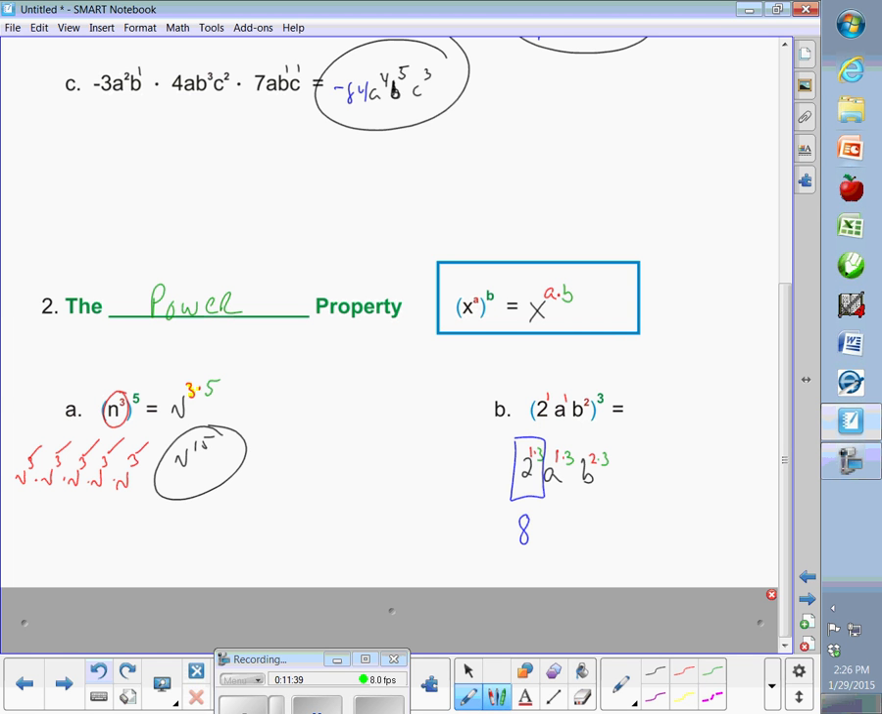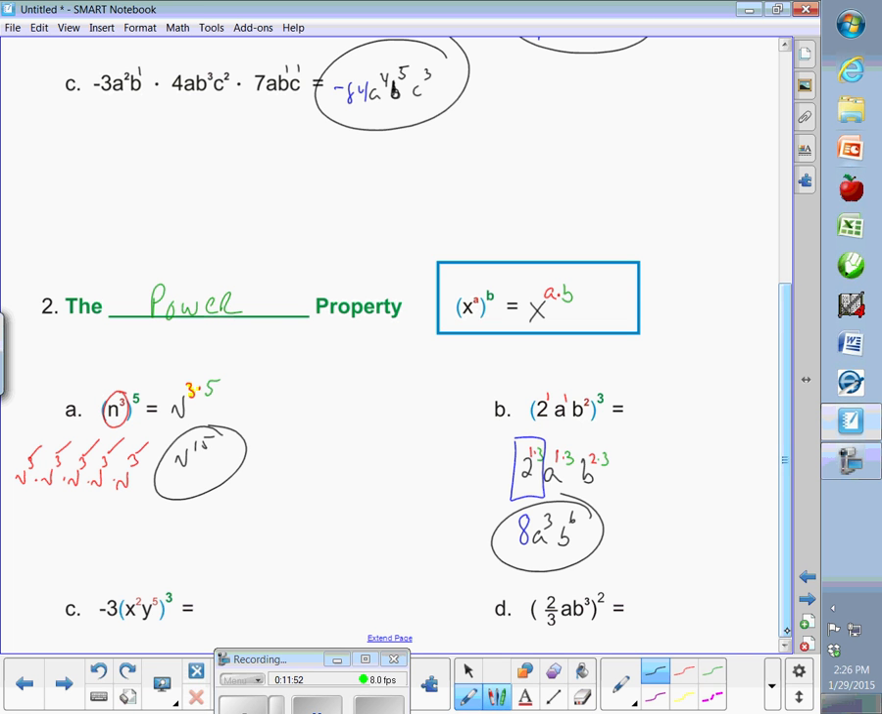We want simplified form. All right, how many a's? 1 times 3 is 3. How many b's? 2 times 3 is 6. 8 a cubed b to the 6th. All right, let's do a few more problems of this nature.